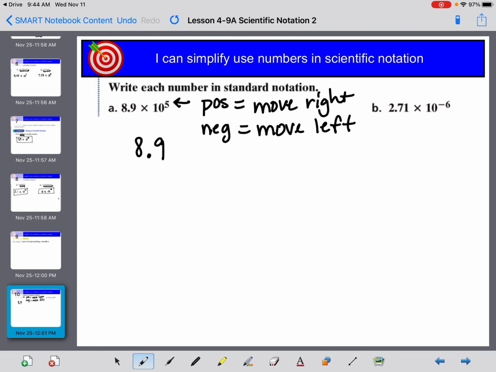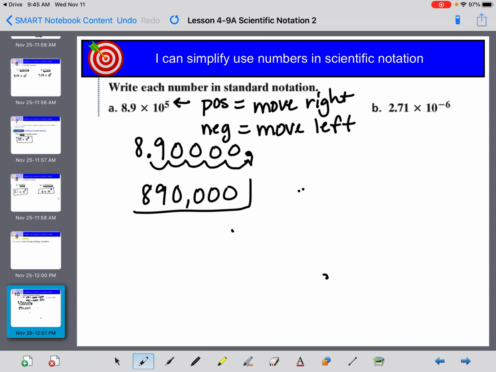So let's give it a try. I'm going to move my decimal 5 places right. 1, 2, 3, 4, 5. That's where I'm going to put my decimal, back where it belongs. I use zeros to fill it in. A common mistake students make is they want to just add 5 zeros to the end of 8.9. That's not right. That's not the number of zeros. That's the number of places to move the decimal point. Then we need to add our commas in where they belong. 890,000.